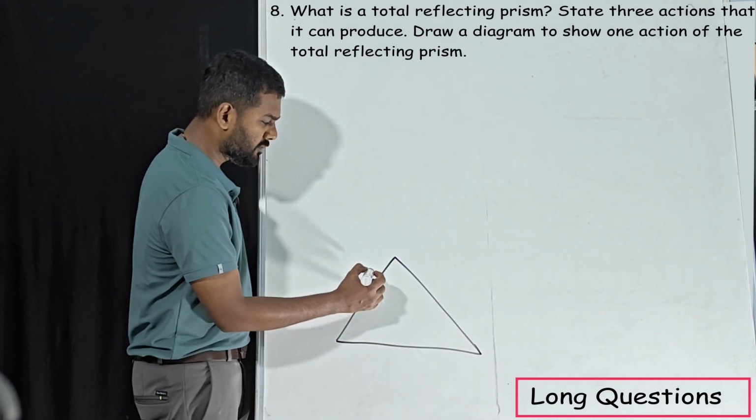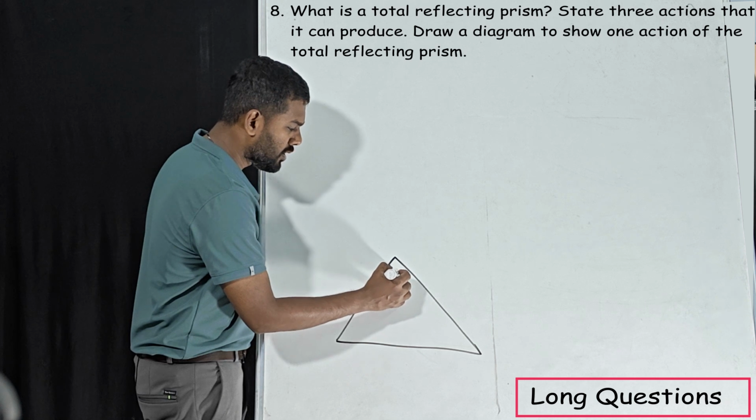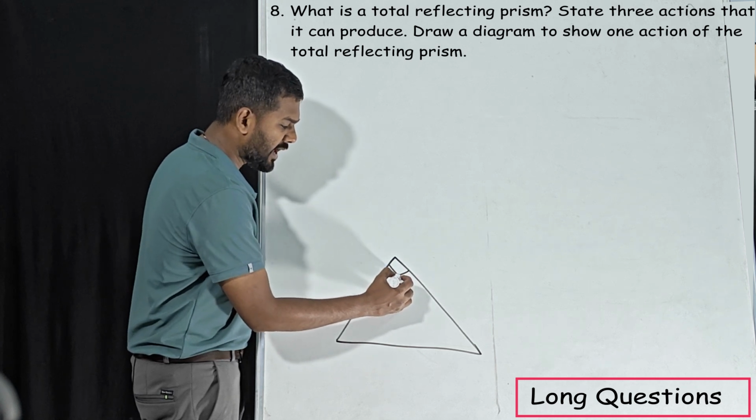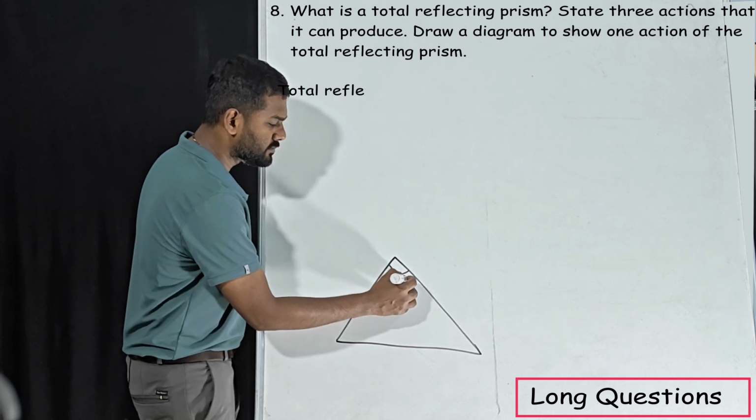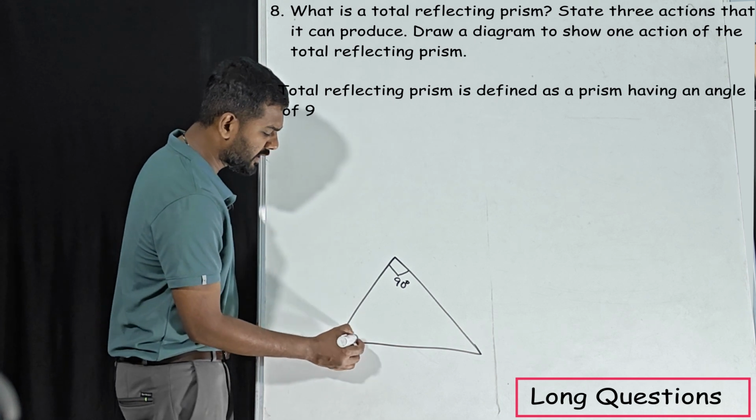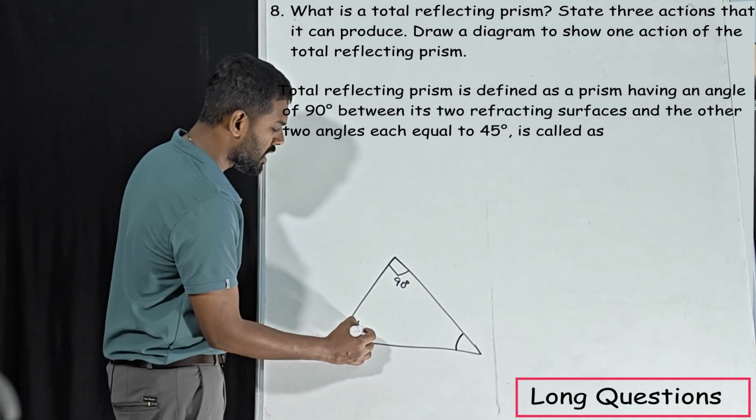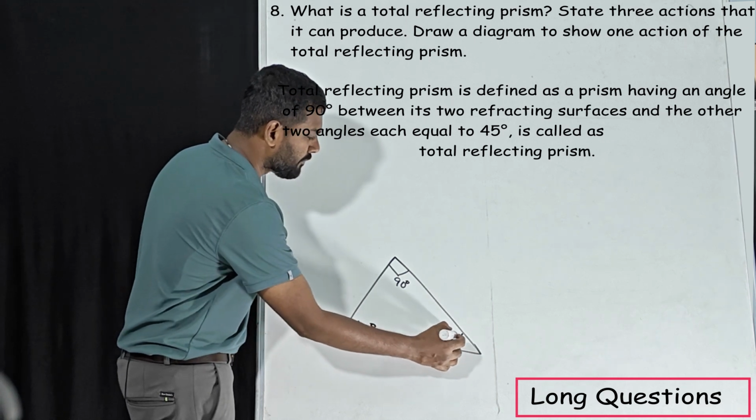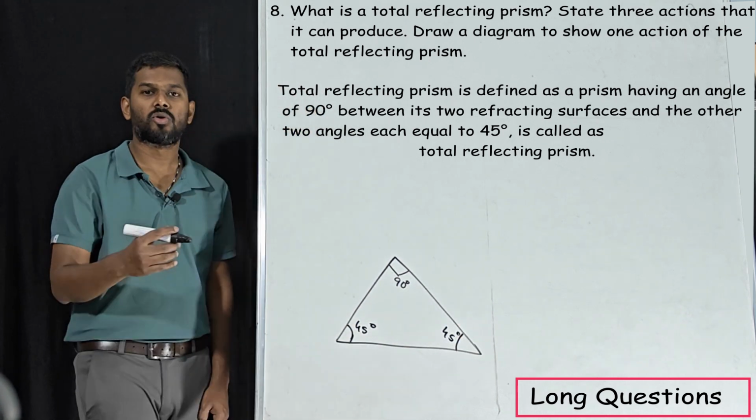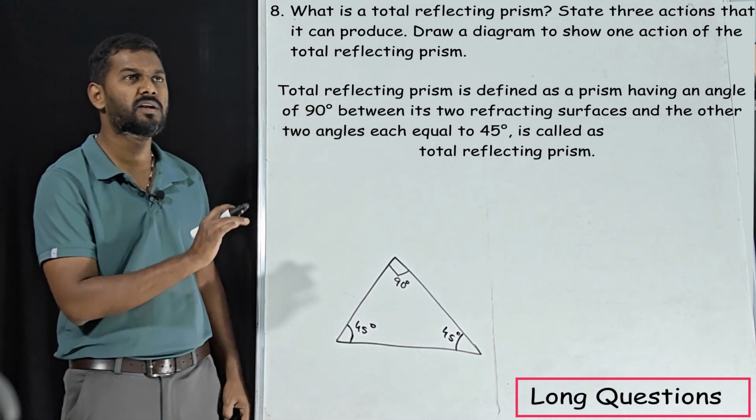So the prism which has the refracting angle as 90 degree at the middle, and the other two refracting surfaces are each 45 degree, is called a total reflecting prism. Okay, this is the definition.